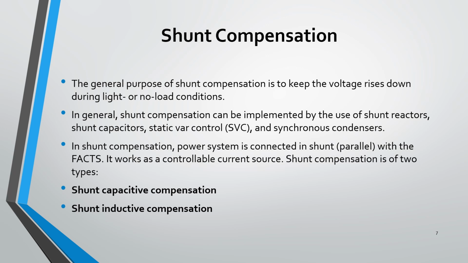So first I will read some slides and then we will discuss in detail if I think it is important. The general purpose of shunt compensation is to keep the voltage rise down during light or no load condition. Obviously, if there is no load on the transmission line, there can be a rise in the receiving end voltage due to the Ferranti effect. So for that we have to embed shunt components to reduce that voltage. Obviously we have discussed this phenomenon in the Ferranti effect.